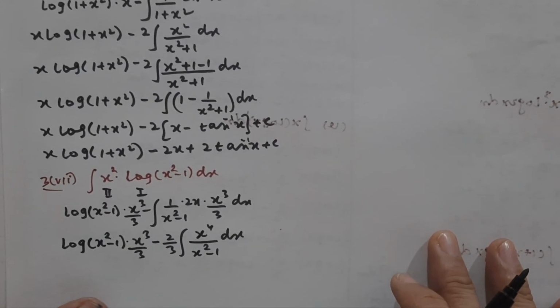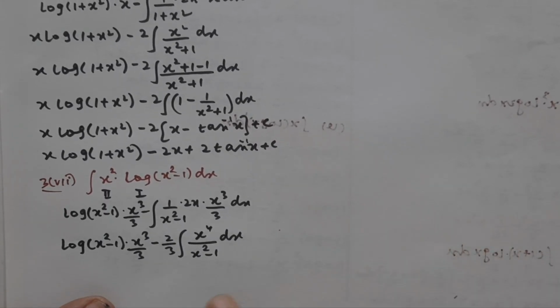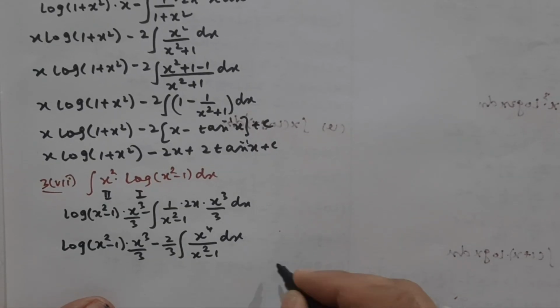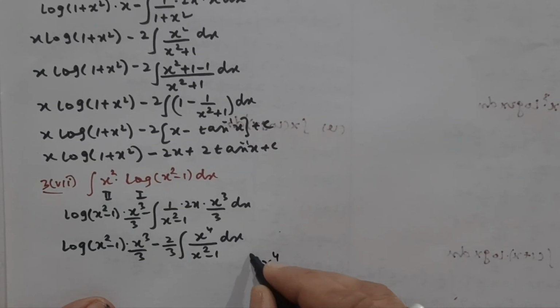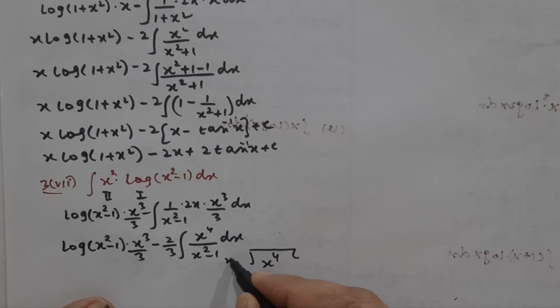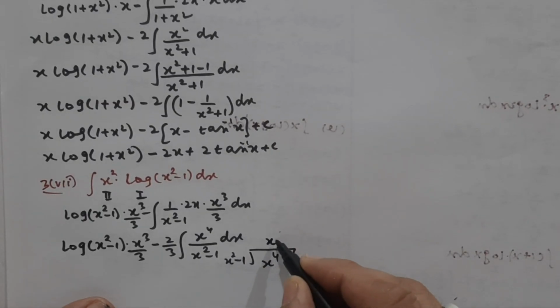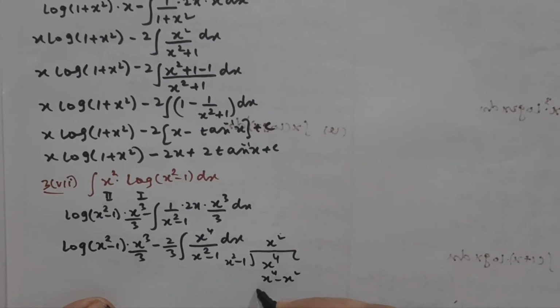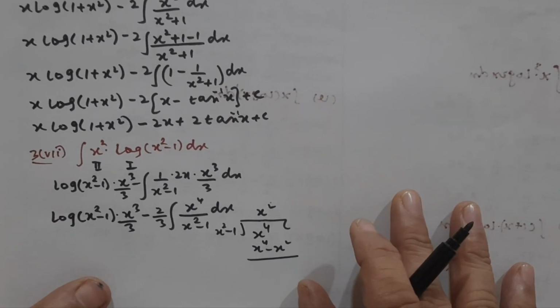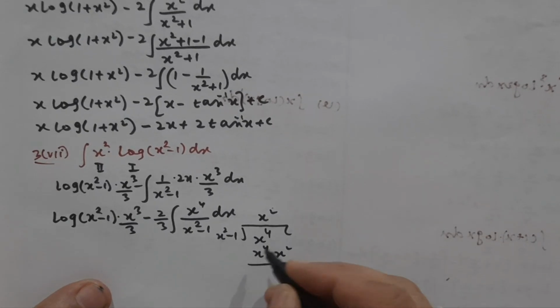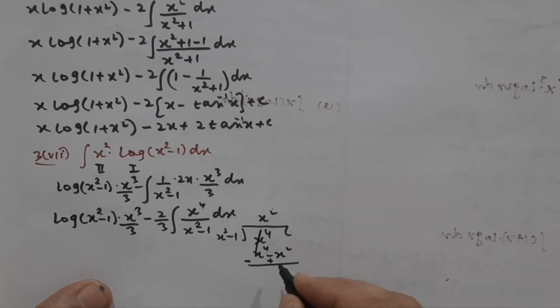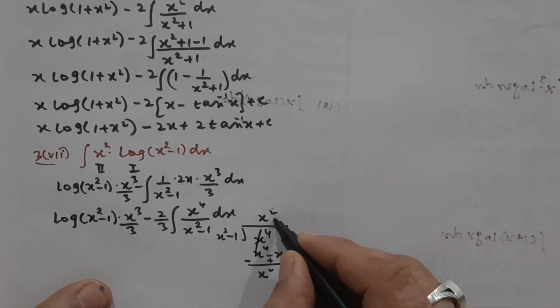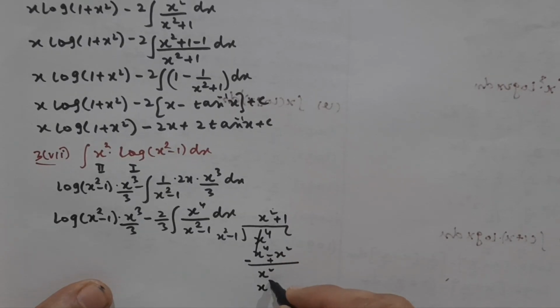Now here, students, the degree of the numerator is more than that of the denominator, so we have to divide. We divide x power 4 by x square minus 1. So try on x square, we get x power 4 minus x square, like this. Now subtracting, we get x square. Now try on 1, so we are getting x square minus 1, minus and plus, so the remainder is 1.